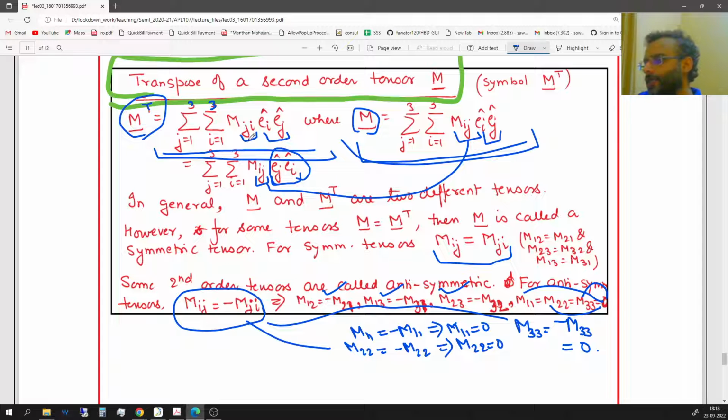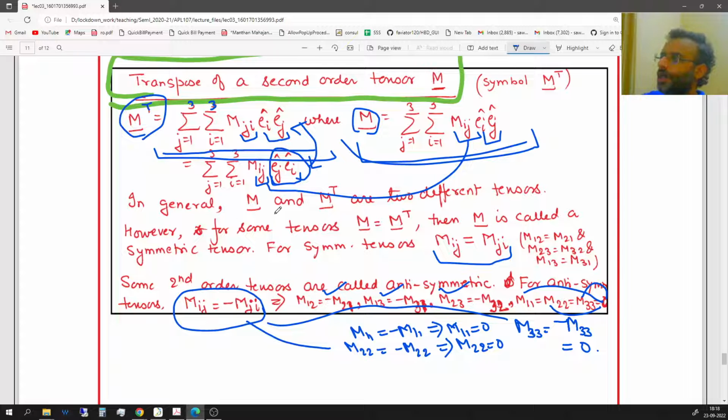There is another way to represent the M transpose tensor. You do not interfere with the order in which the indices of M are appearing. Alternatively, you change the order in which the unit vectors of the dyad are appearing. So you make it Mij Ej Ei. That also represents M transpose. In fact, these two are the same.